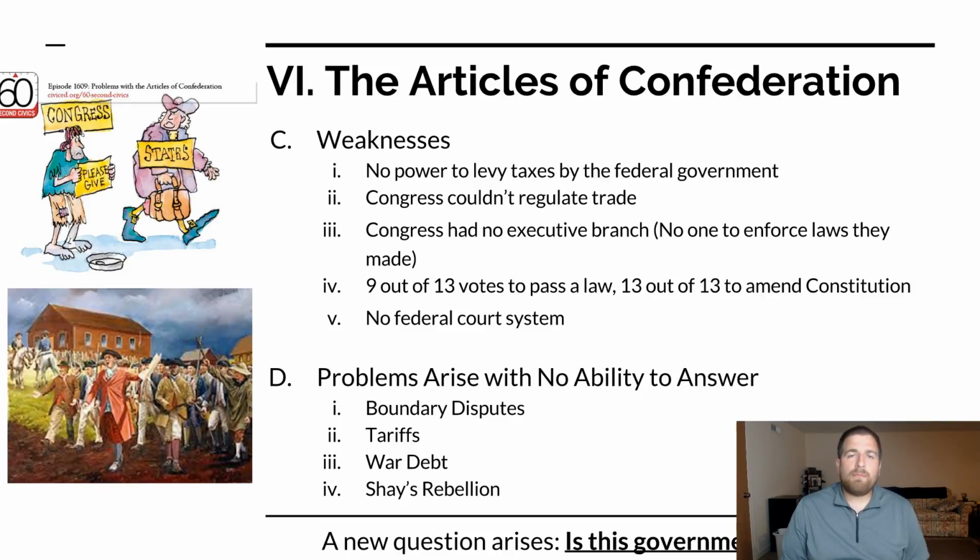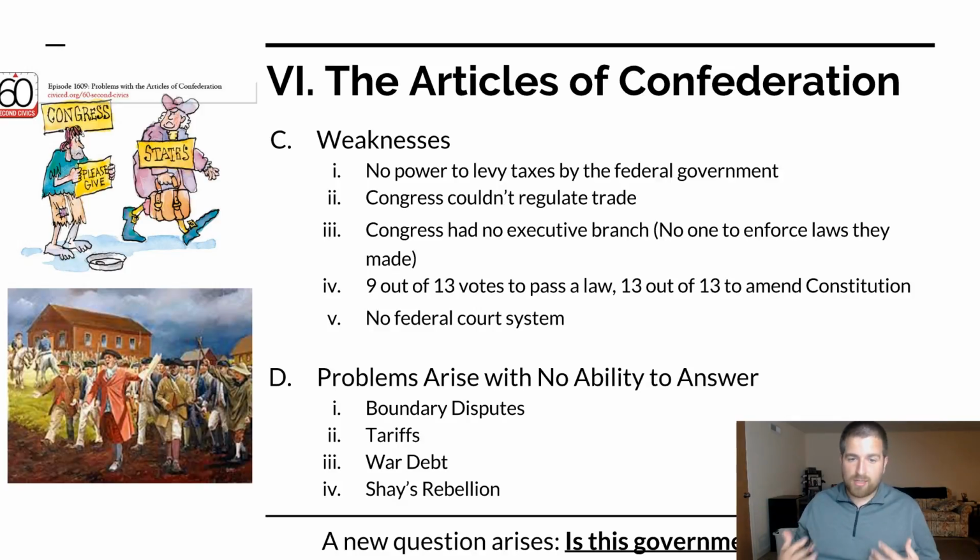Secondly, a problem arises with tariffs. Tariffs being a tax on imported and exported goods. Like I said, Congress can't levy taxes, so the government can't gain money that way. Well, now they can't impose tariffs as well, so they can't get money from trade. So again, we have a money issue.